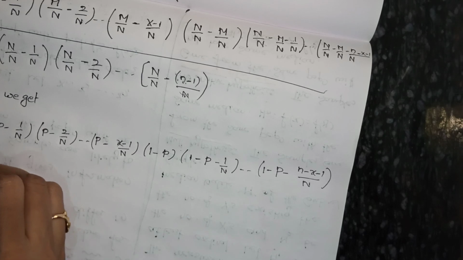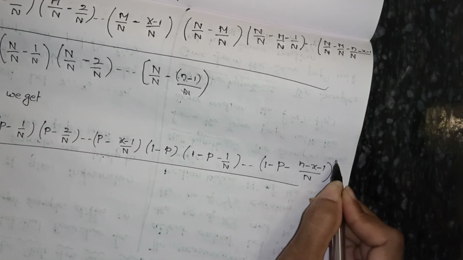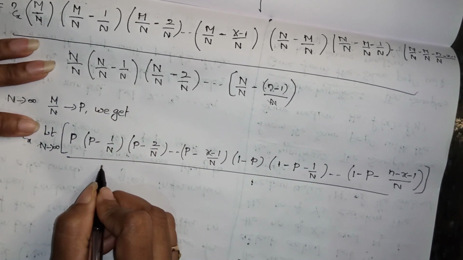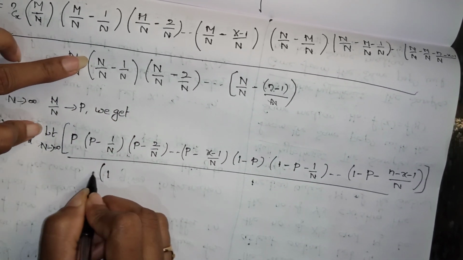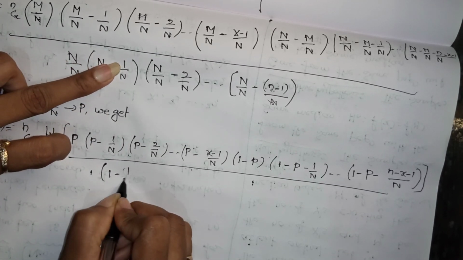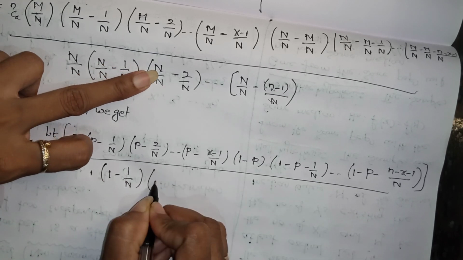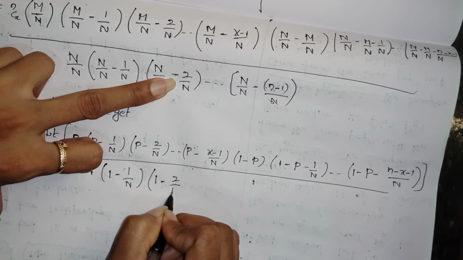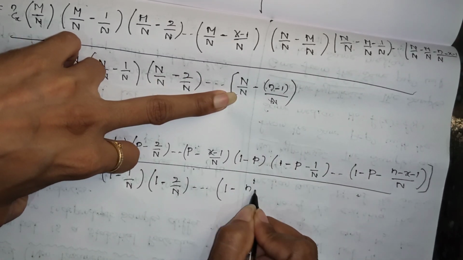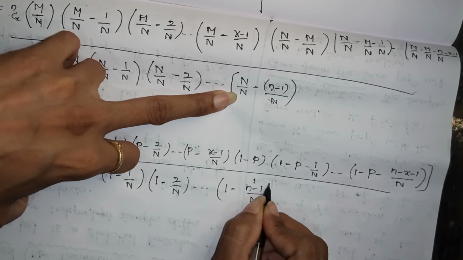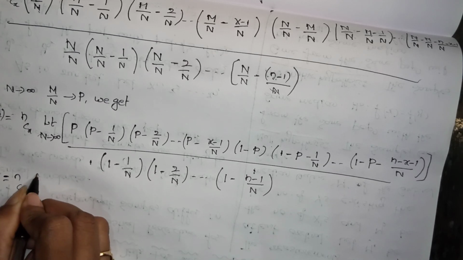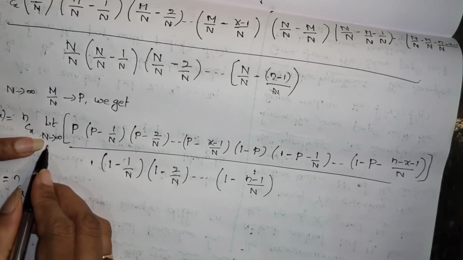So now what we have to do is divide by the denominator. Here also n by n means 1. So 1 minus 1 by n, then n by n is 1 minus 2 by n, and so on. Again, n by n is 1 minus n by 1, whole divided by n. Okay, so now nCx, and we have to take the limit n turns to infinity.